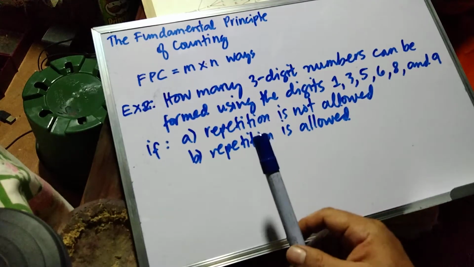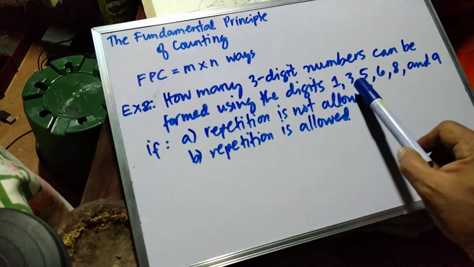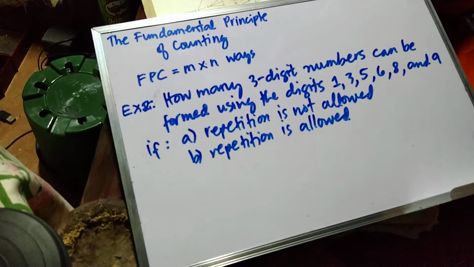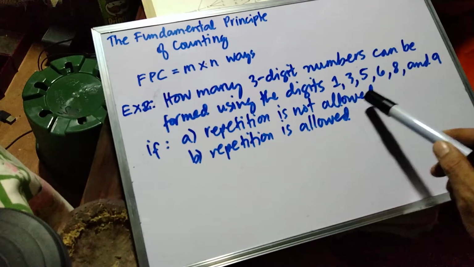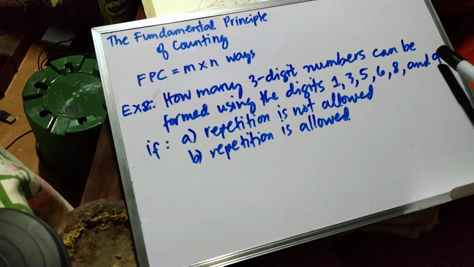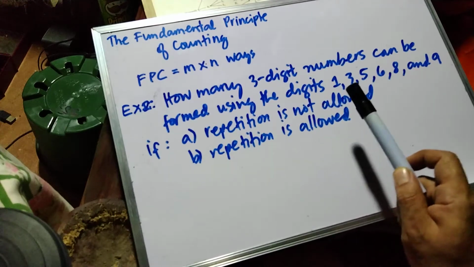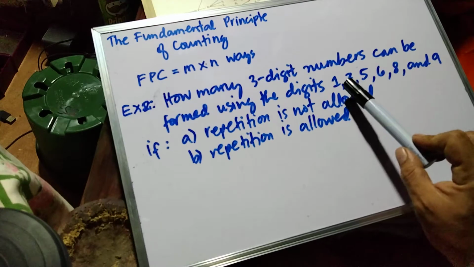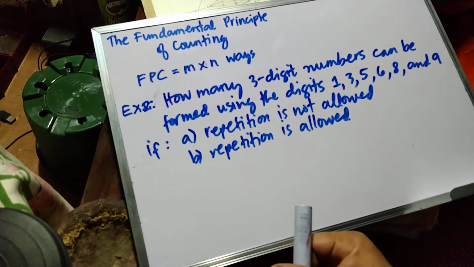We are asked to find how many 3-digit numbers can be formed using the following digits. So we have 1, 2, 3, 4, 5, 6. We have 6 kinds of digits here, which will be our basis. How many 3-digit numbers can we form using these digits? If condition letter A, repetition is not allowed, it means we cannot repeat digits. Okay? So we all knew that we have 6 digits.